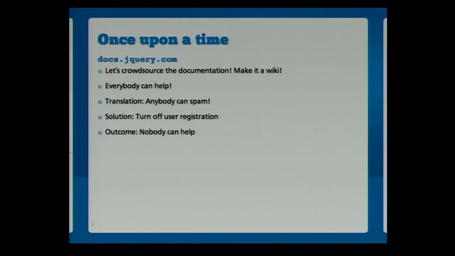So obviously, once upon a time, we had docs.jquery.com. It was the first documentation. And the idea was, let's make our docs into a wiki, because a great way to get the community involved is a wiki anyone can edit. And then it turns out that when you just let anyone edit, anyone can spam anything. You ask, how do I bind an event? And the answer is, buy these batteries.